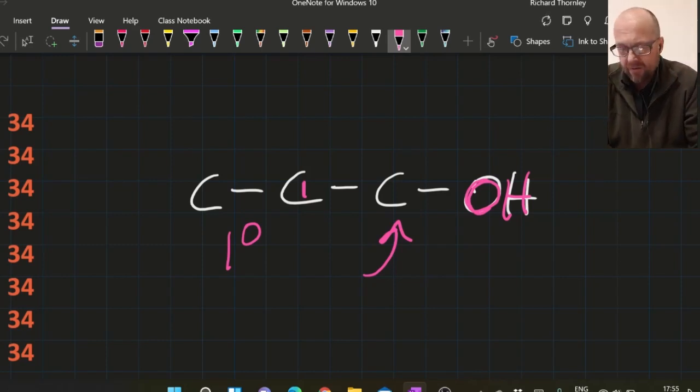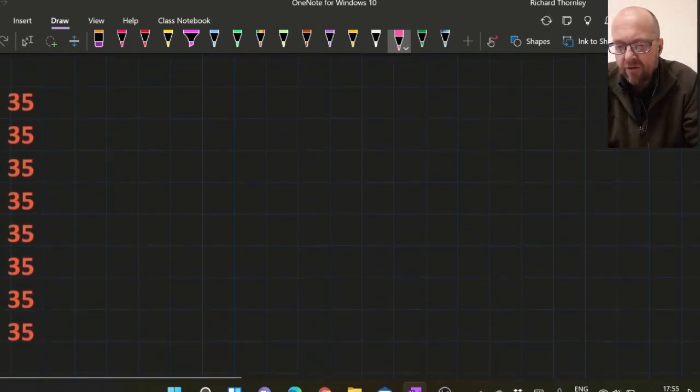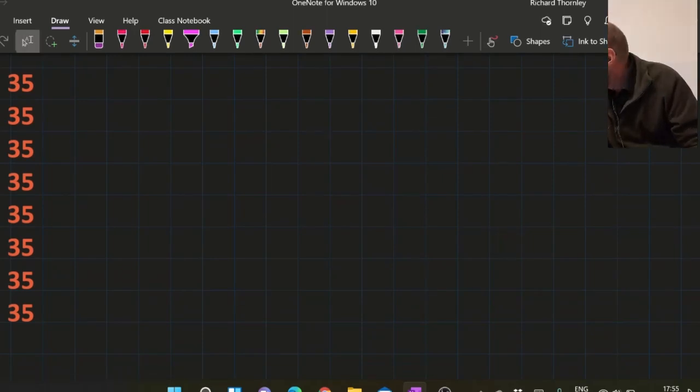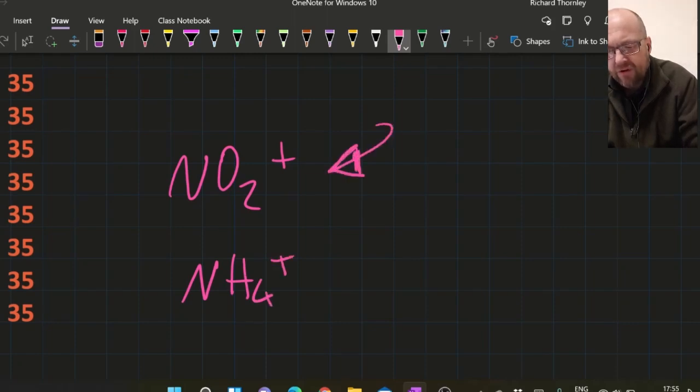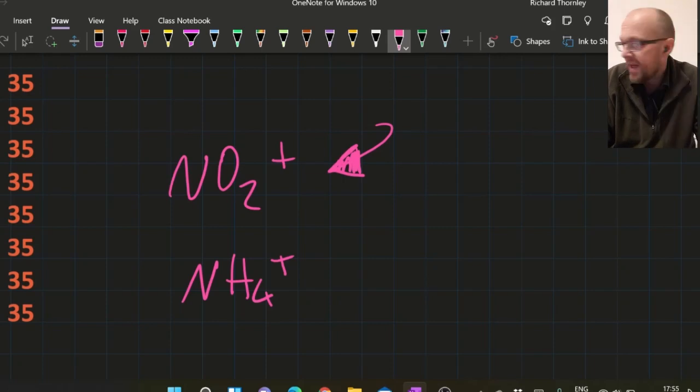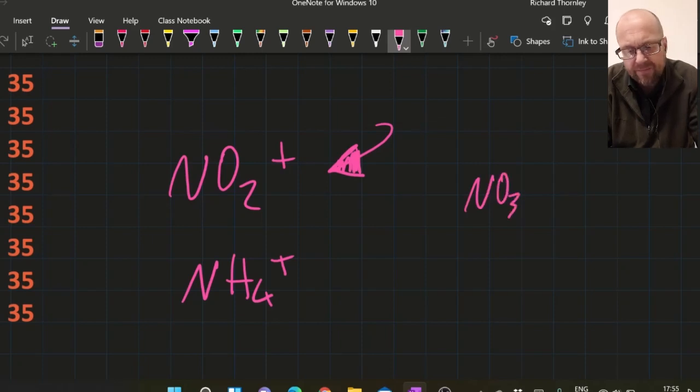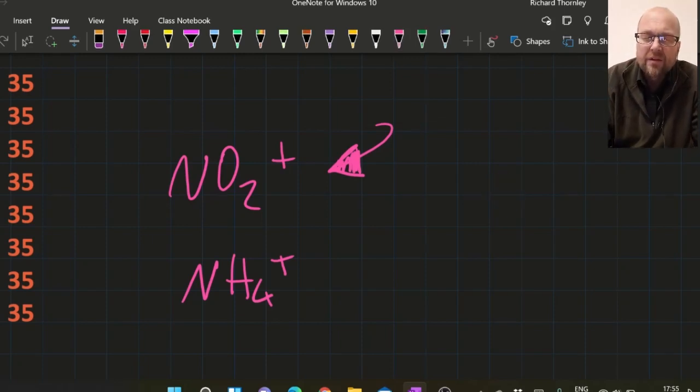What's the electrophile? Electrophiles love electrons, so it's the positive thing. There are two positive things. So it could be NO2 plus or NH4 plus. It's actually that one, the nitronium ion. You have to learn that. But it looks a bit like nitrate, doesn't it? Nitrate's NO3, that's probably your closest one. And it's made from concentrated nitric acid and sulfuric acid.